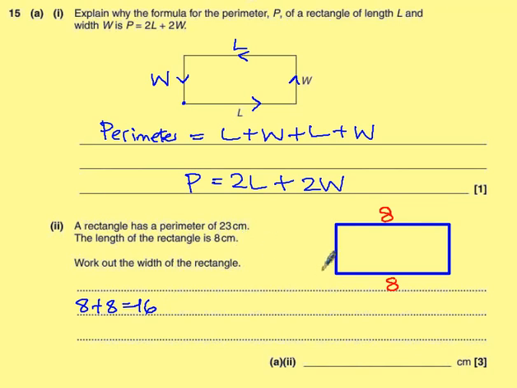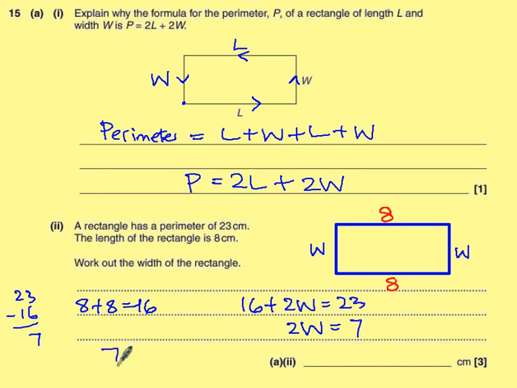We know our perimeter is 23, so we need to work out W plus W. So we know that 16 plus 2W is equal to 23 for the perimeter. So if we take the 16 away from the 23, and again we'd use a calculator, 23 take away 16 is 7. So 2W is equal to 7. Again on the calculator we do 7 divided by 2 is 3.5. So the width W is equal to 3.5.